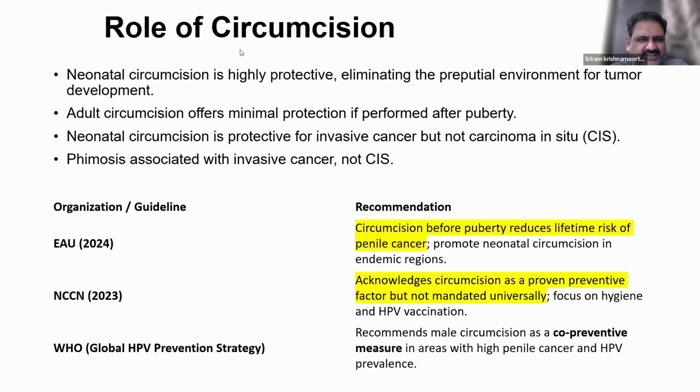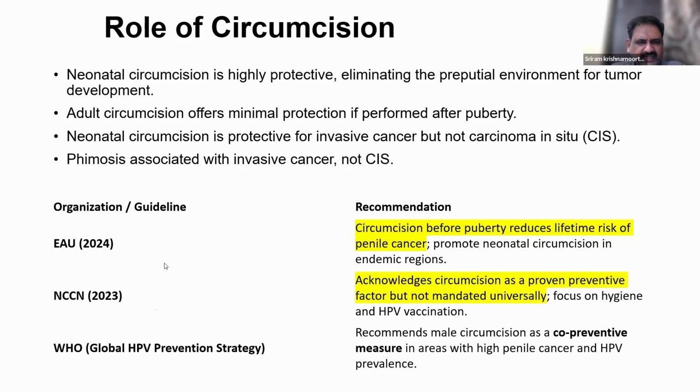Sometimes they will ask you what is the role of circumcision. Basically, what you should remember is that pediatric circumcision is not protective, whereas neonatal circumcision is highly protective. That one you should know. Neonatal circumcision is protective. Pediatric or adult circumcision does not give you protection. The only thing is the prepuce is removed so that if there is a lesion, it will be seen early. That way circumcision will be helpful, but it is not protective.